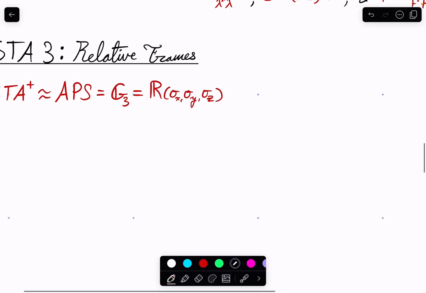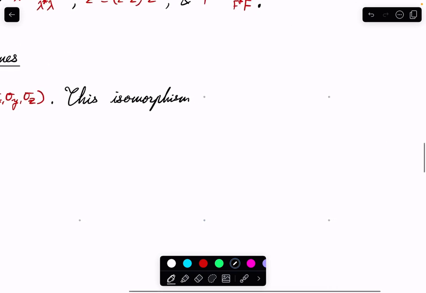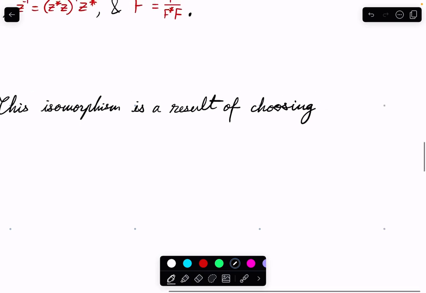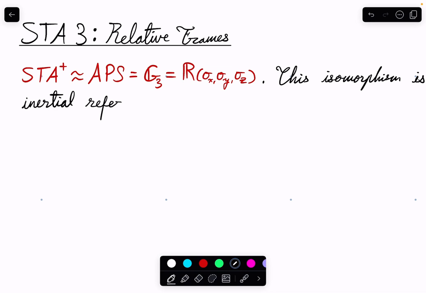This isomorphism is a result of choosing a specific inertial reference frame.